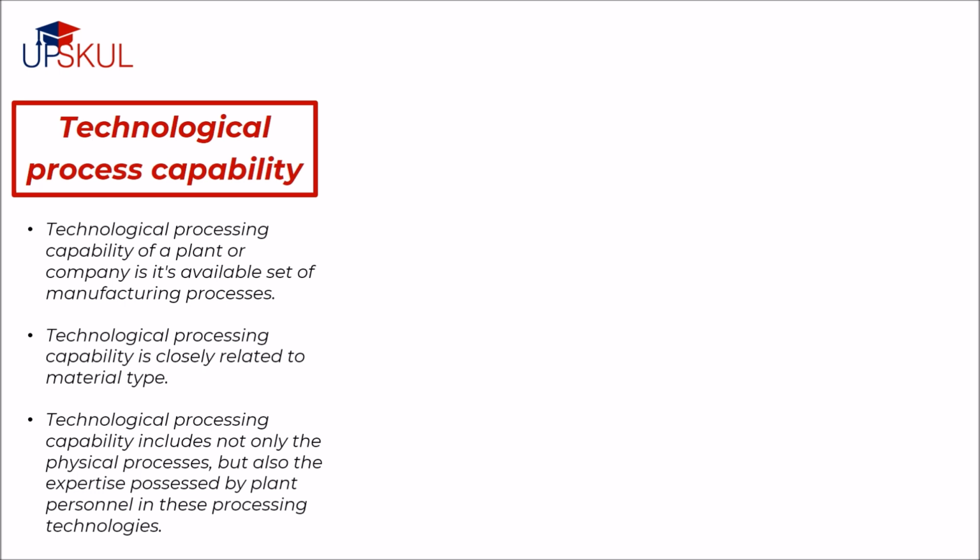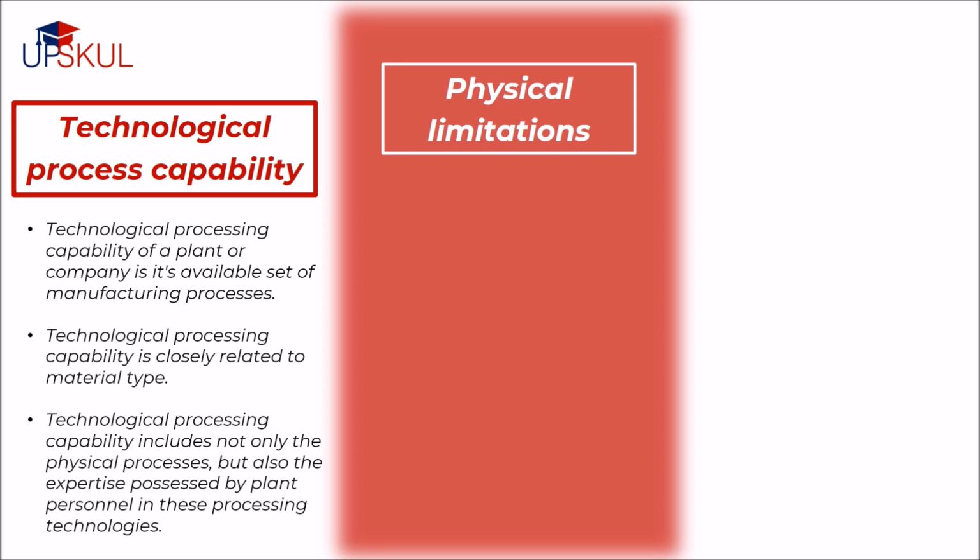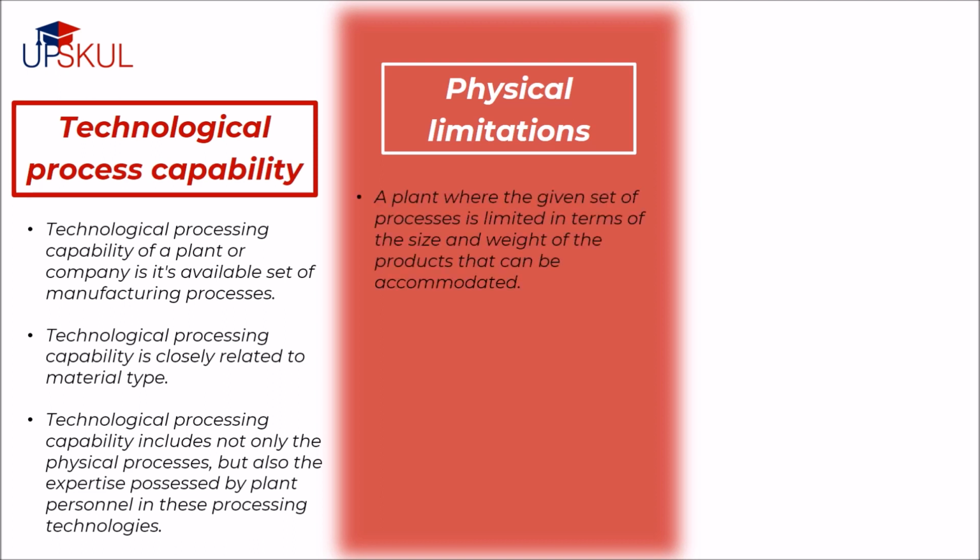Physical product limitations. A second aspect of manufacturing capability is imposed by the physical product. A plant where the given set of processes is limited in terms of size and weight of the products that can be accommodated. Large, heavy products are difficult to move. To move these products, the plant must be equipped with cranes of required load capacity. Smaller parts and products made in large quantities can be moved by conveyors or other means.